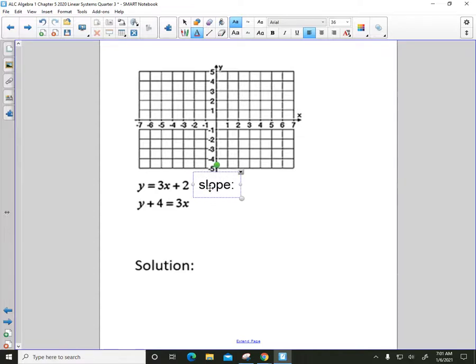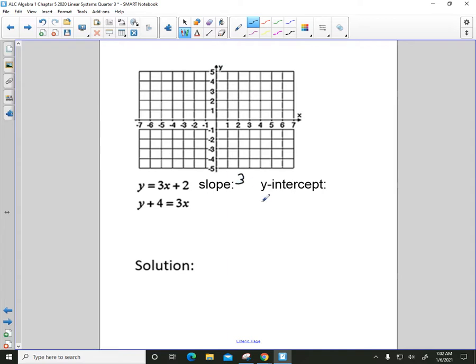Slope is. And I'm going to designate what the y-intercept is. So for y equals 3x plus 2, what is the slope? Hopefully you said the slope was 3. Now if you want to write it as a fraction, you write 3 over, hopefully you said 1. Yep, so the slope is 3 over 1. And then that leaves the y-intercept as 2.